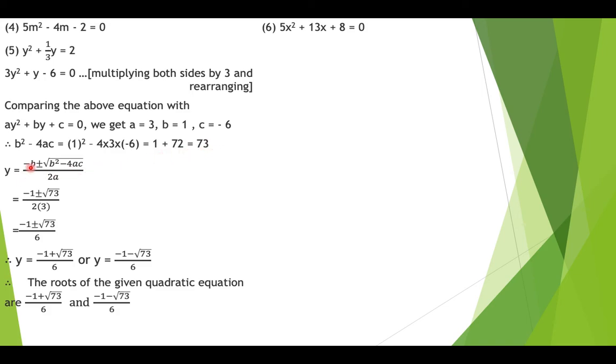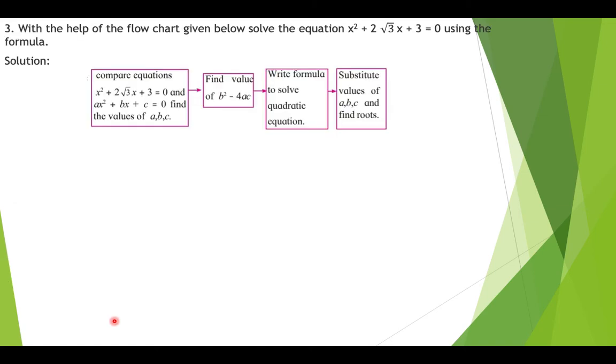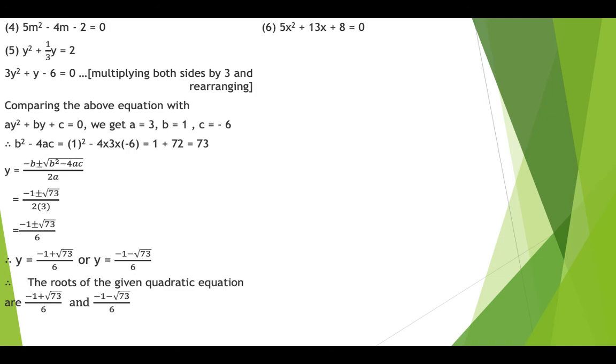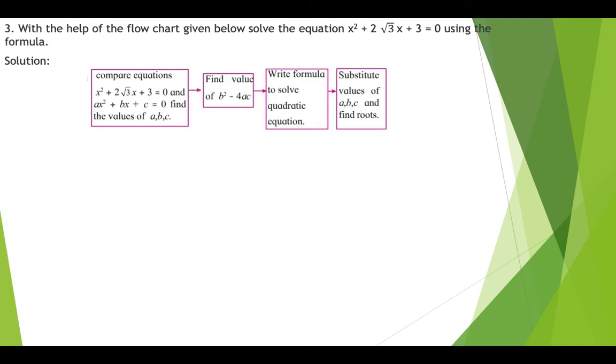Therefore y is equal to minus b plus or minus root of b square minus 4ac upon 2a. So we are going to get minus b plus or minus root of 73. So finally we are going to get the answer. The roots of the given quadratic equation are minus 1 plus root of 73 upon 6 and minus 1 minus root 73 upon 6. Question number 6, you can try it on your own.